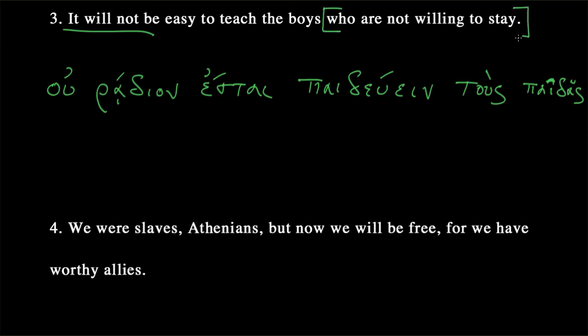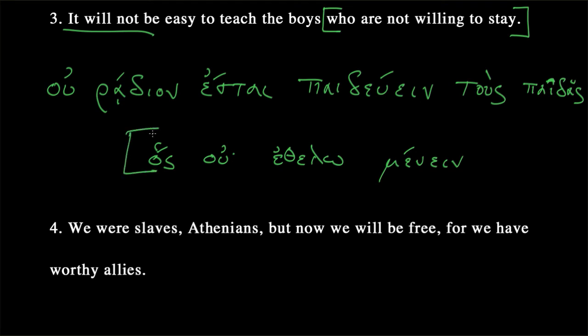So not easy will it be to teach the boys who are not willing to stay. Here's our relative clause in the English. We need to make that in the Greek. So we're going to have some form of the relative pronoun hós. And then not willing, so that we're going to do with ou plus ethélō, and then to stay, that's ménō. So this will need to be a complementary infinitive, to stay, so we can already kind of cheat and make that ménein. Let's forget about the relative pronoun for a second. We'll get to it eventually.